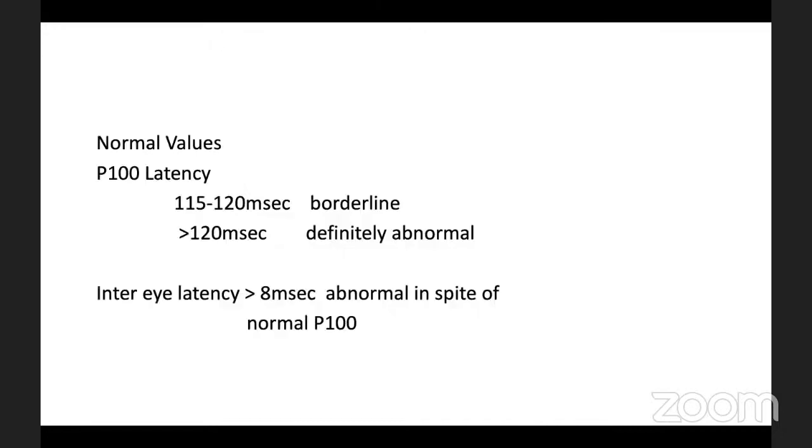For the normal values, we allow a 3 standard deviation variation. We collected normative data from those who do not have any visual symptoms. Each lab has its own set of range of values, but generally this is the international criteria we follow. Up to 100 milliseconds is normal, 115 to 120 milliseconds is in the borderline range, and more than 120 milliseconds is definitely abnormal. The inter-eye latency, as I told you earlier, if more than 8 milliseconds between the right and left, is also considered abnormal. Amplitude of more than 5 microvolts is considered normal. If it is less than 4.5 microvolts, then it is abnormal.